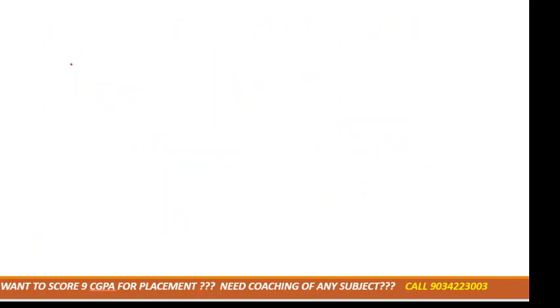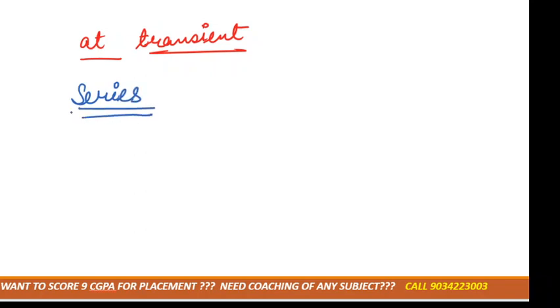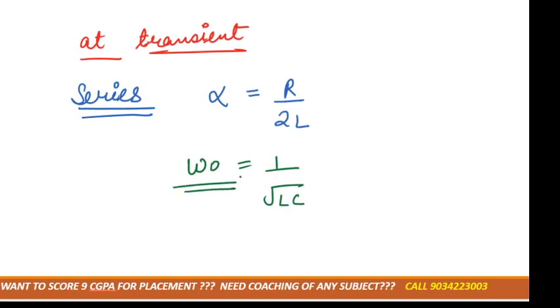Now see, this is at transient. We have to consider the transient. Second order starts from here. If it is a series circuit, you have to learn the formula. For a series circuit, the value of alpha is R by 2L. The formula for alpha is R by 2L. And omega naught is the frequency, and the formula for omega naught is 1 by root LC.